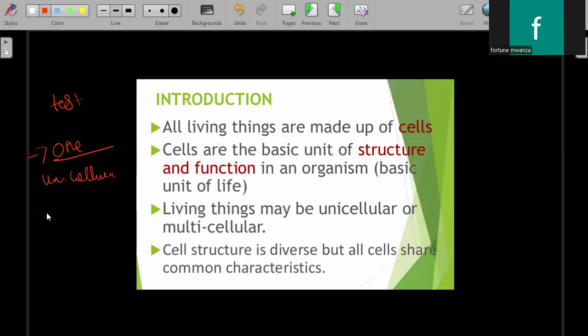Then you also have organisms that will have more than one cell. Those are going to be called multicellular organisms. So we have two types of organism: those with one cell, which we call unicellular, and those with many cells, which are going to be called multicellular. So these are examples of the cells you can have.